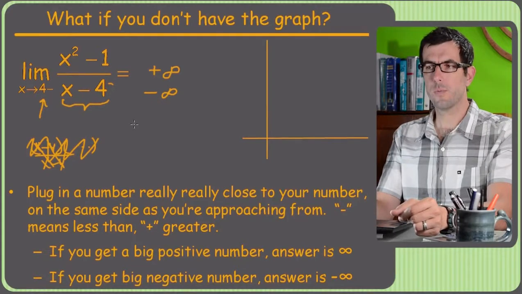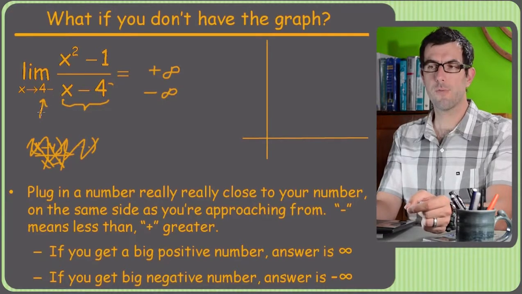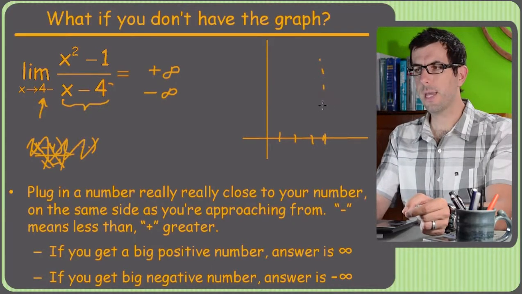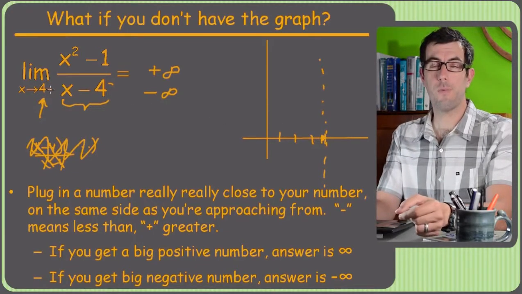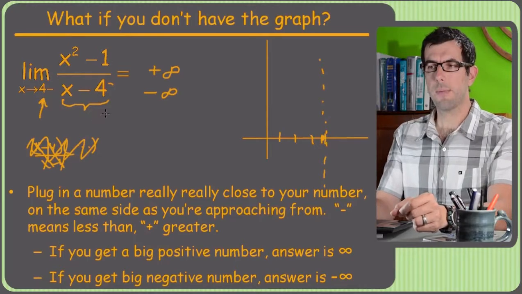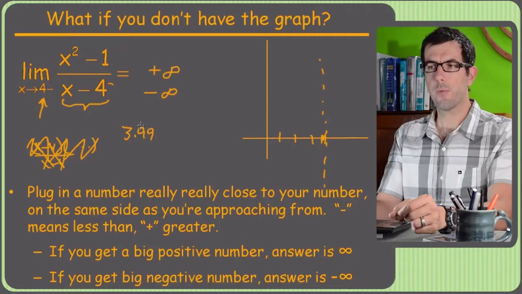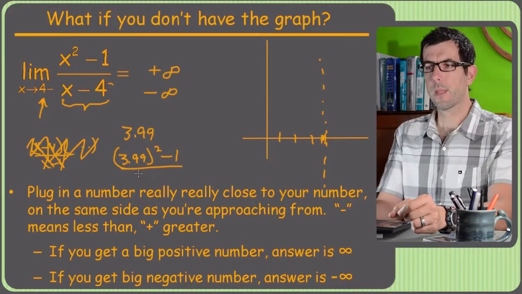All right, so x minus 1. So we're going to plug in a number really close to 4. Since we're approaching 4 from the left, let's pick a number right to the left of 4. And we know we have an asymptote through 4. So let's pick a number right next to the 4, just to the left of 4, since we're approaching 4 from the left. And I'm going to pick 3.99, because that's what I always do. So now if I plug in 3.99 for x, I'm going to get 3.99 squared, and then 3.99 minus 4.